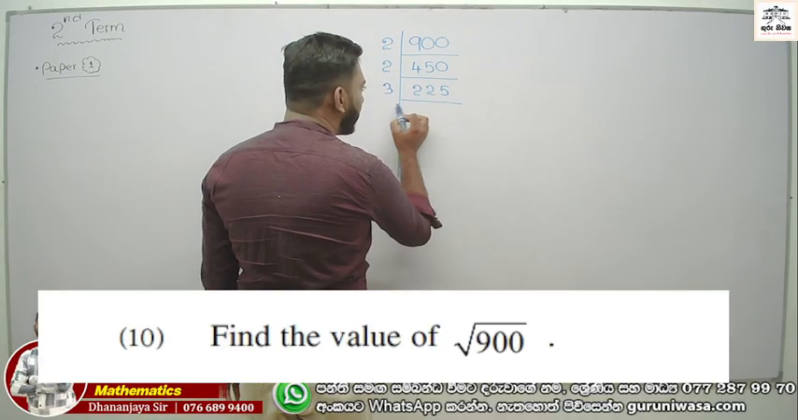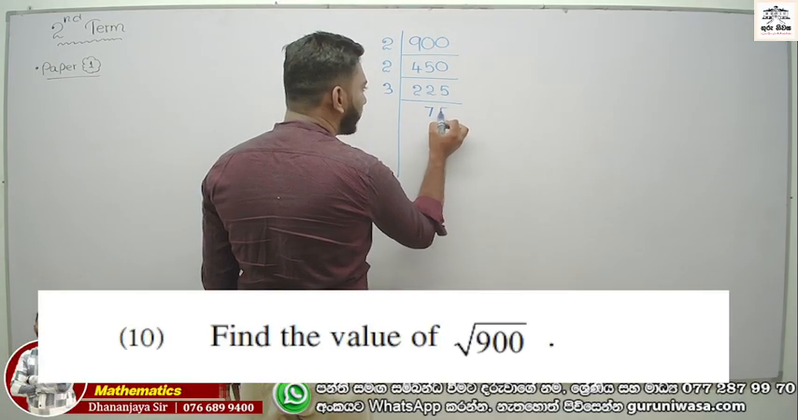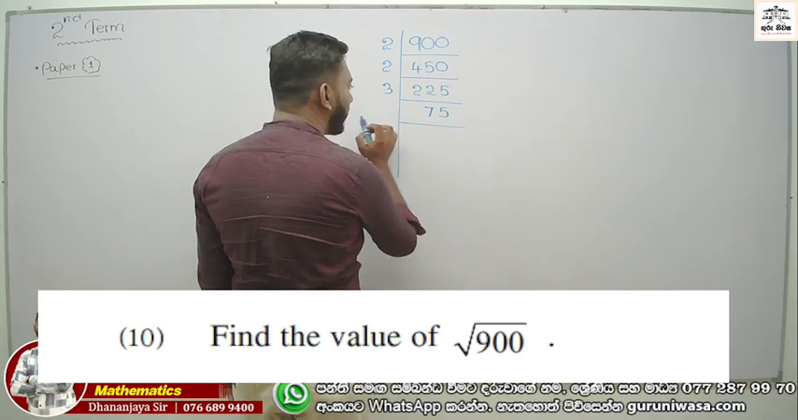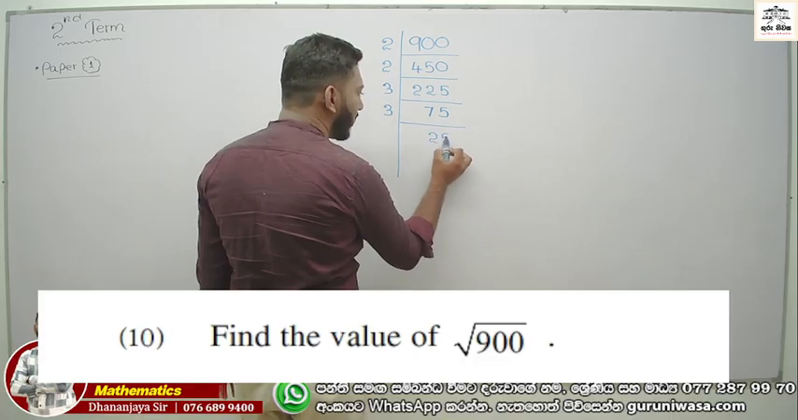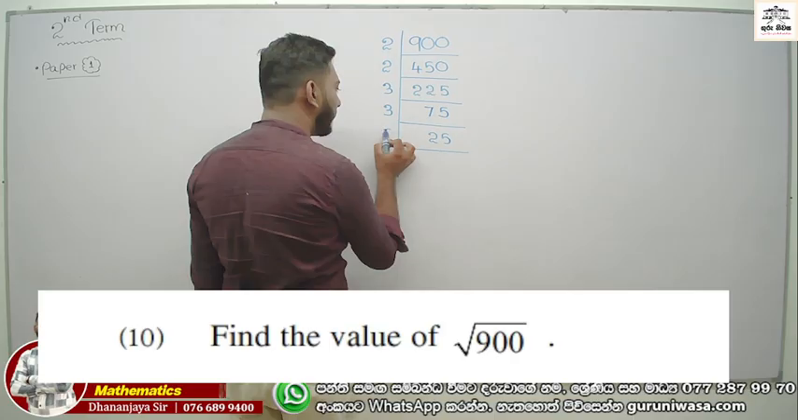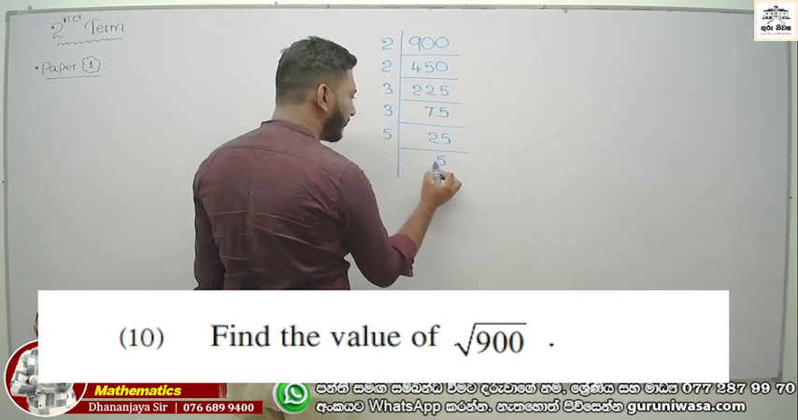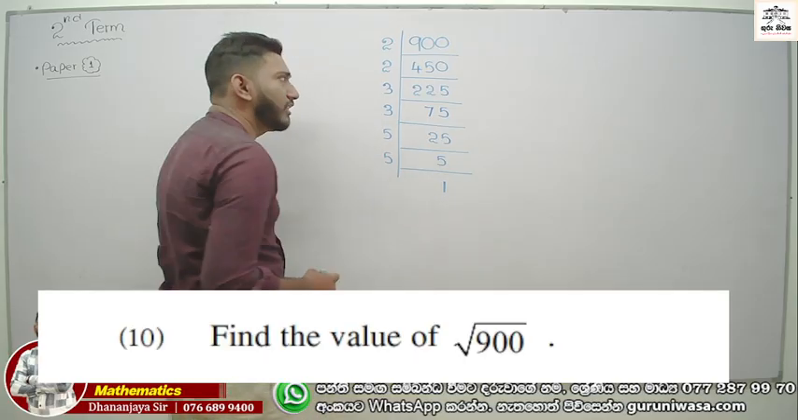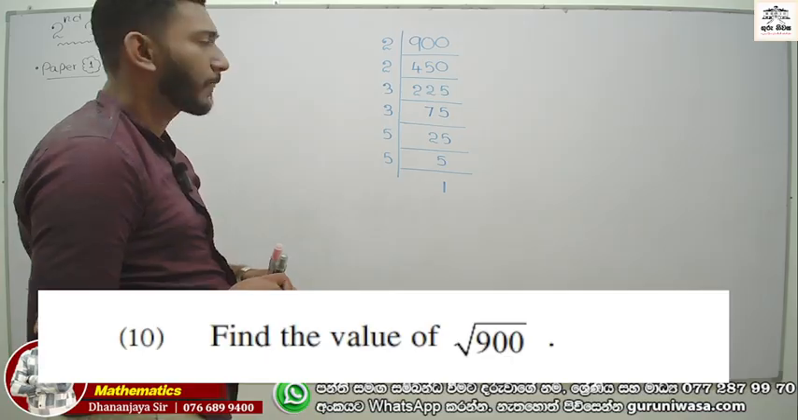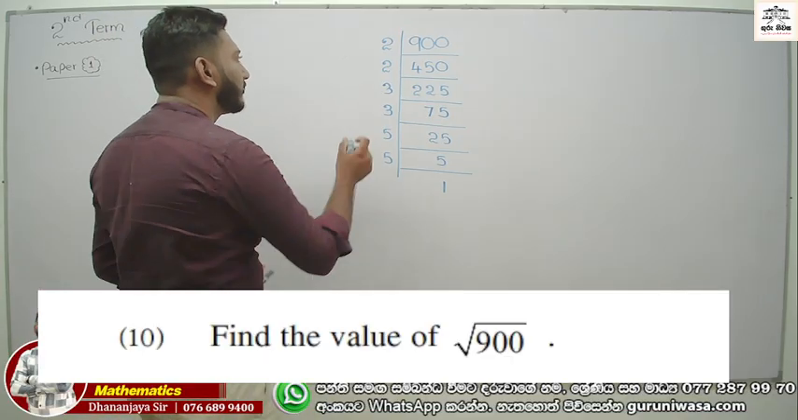22 divided by 3 is 7 and 1 remainder, and 15 is 5. Now again you can divide by 3. It should be 25. Now I am going to divide by 5. Then the answer is 5. Finally, 5 divided by 5, until it becomes 1 you can divide. Now look at this.